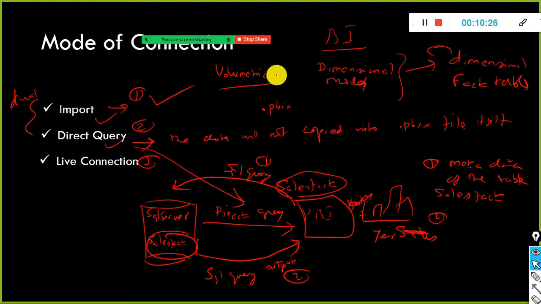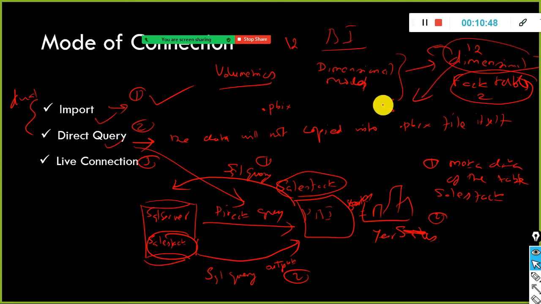So let's say, hypothetically, in this project you have 12 dimension tables and 2 fact tables. Of these 12 dimension tables, let's say 6 or 7 have less than 100k records. For those 7 dimension tables with less than 100k records, you can go ahead with the import option. You can use the import connectivity mode, so you load this data into your Power BI Desktop itself.